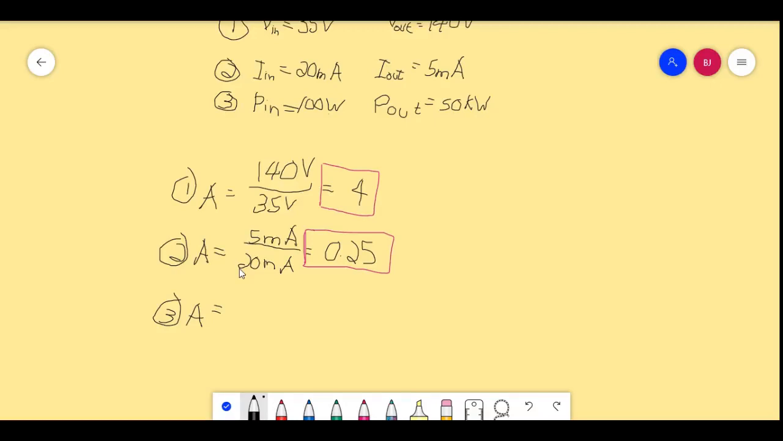When we look at the gain in its absolute value, or its standard form, if the gain is greater than 1, we call it amplification. If it's lesser than 1, or in between 0 and 1, then that would be attenuation or loss. So let's look at number 3. So this is the one that I was talking about. So output over input. So we will be having 50 kilowatts over 100 watts.